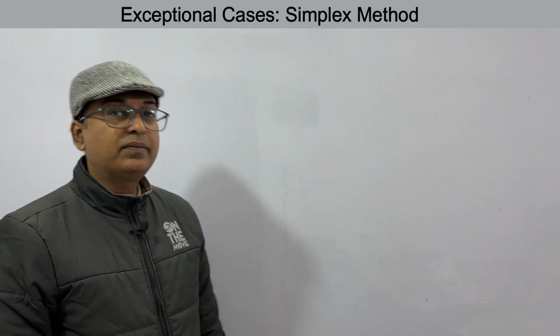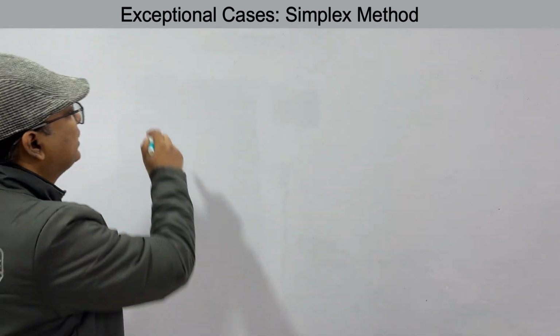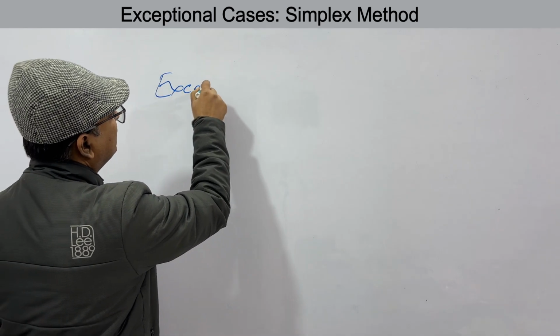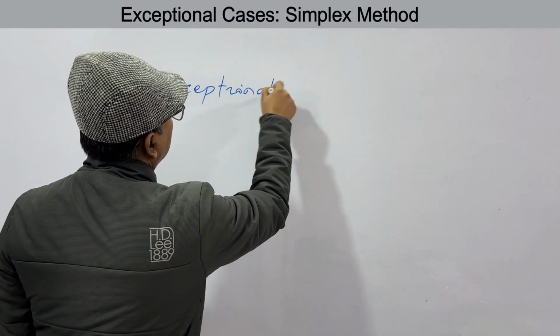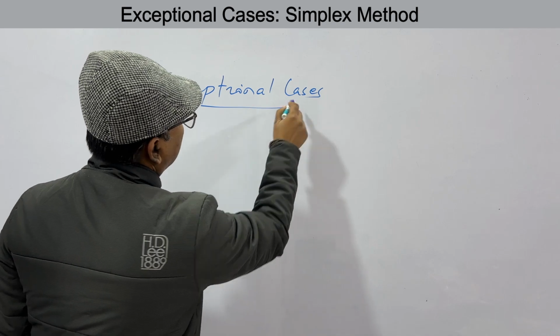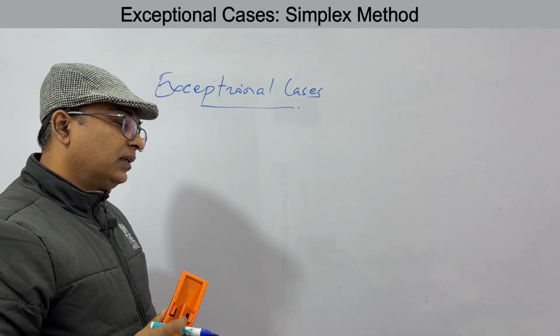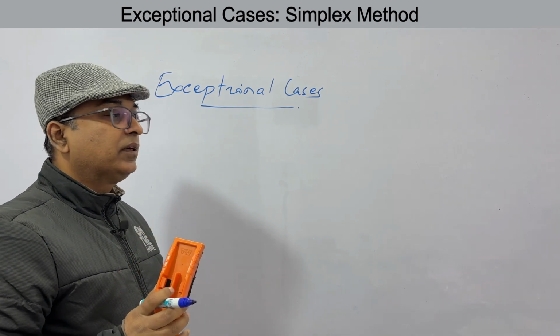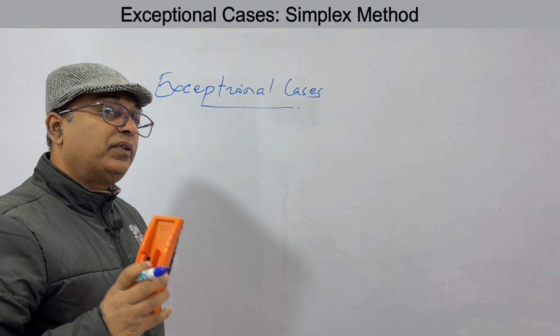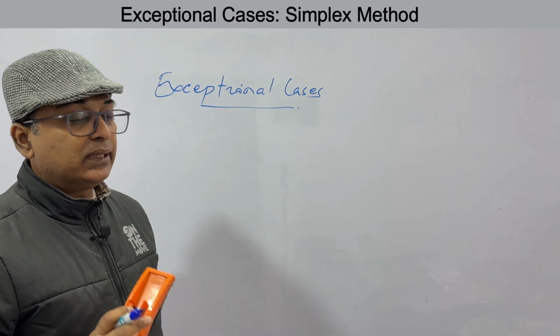So we have seen the simplex method. We'll see exceptional cases. Exceptional cases. See, when we were solving LPP by the simplex method, there are two possibilities where we have to choose between two similar quantities. What are they?